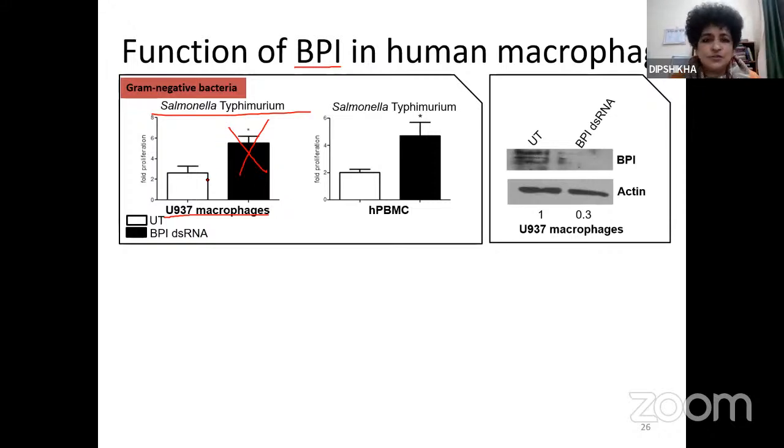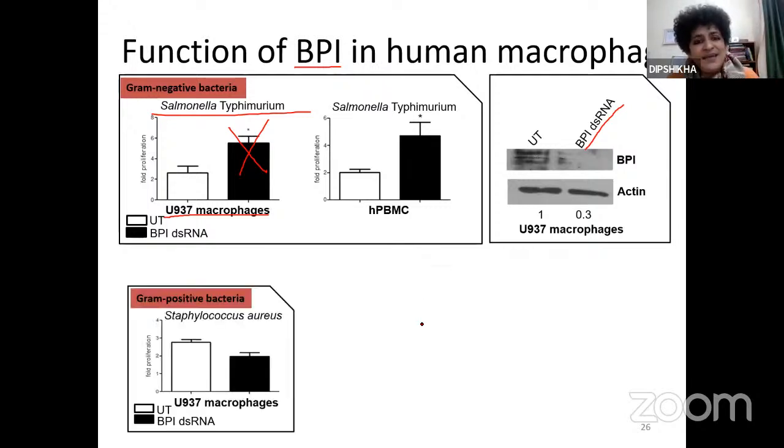This proves that the moment you do not have BPI, you experimentally show that indeed your double-stranded RNA experiment worked, and you do not catch the BPI at the protein level. And when you do not have BPI, your Salmonella numbers increase. That means BPI must take care of the bacteria which are coming into the picture.